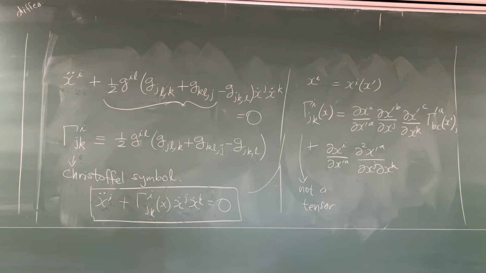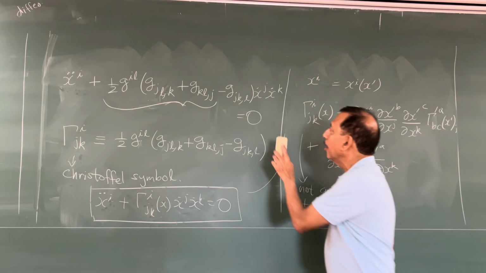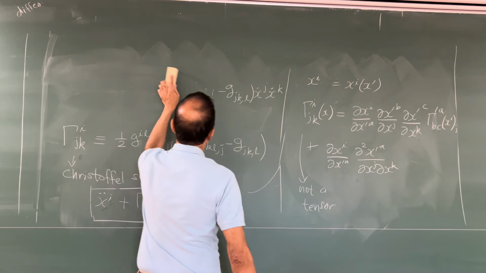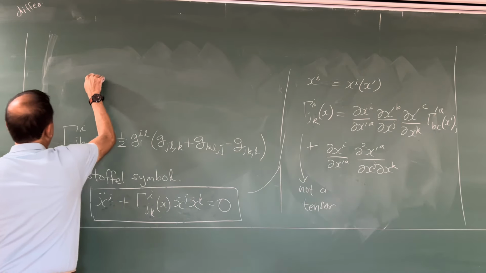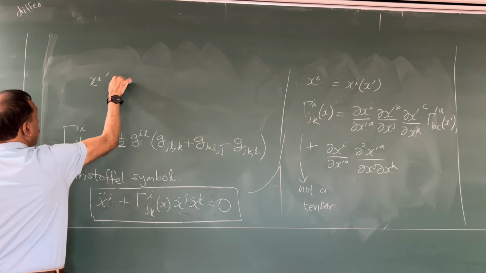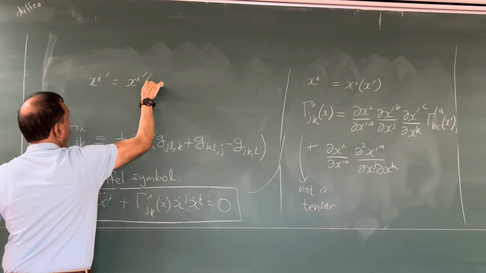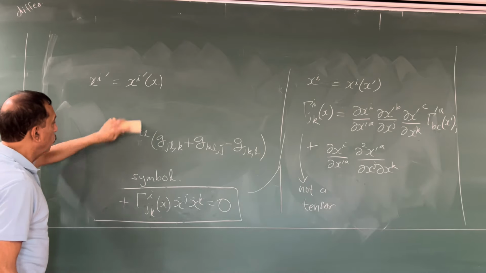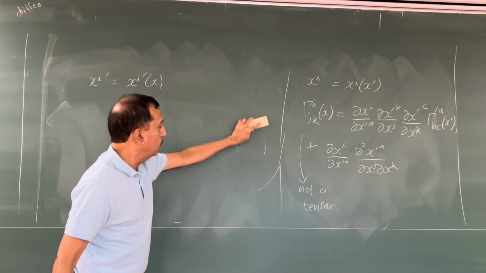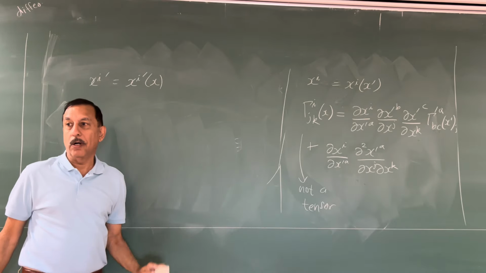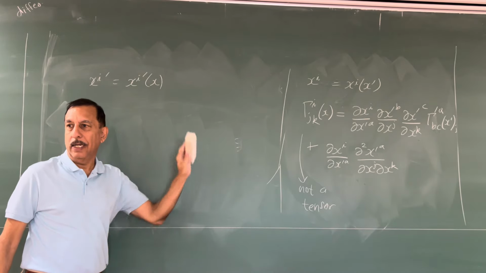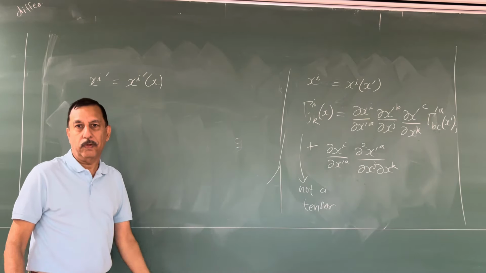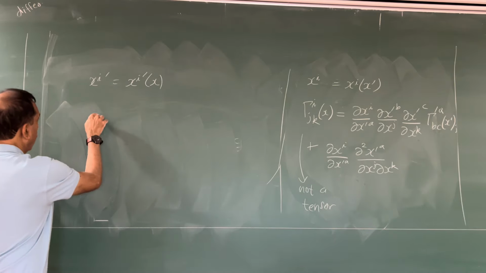Now it's very easy to also see why x double dot is not a tensor. So x i prime is x i prime of x. This is called the rule of transformation of a coordinate, which is just the general invertible coordinate transformation. It can be highly nonlinear and anything. That's what we've always done for a Riemannian manifold.